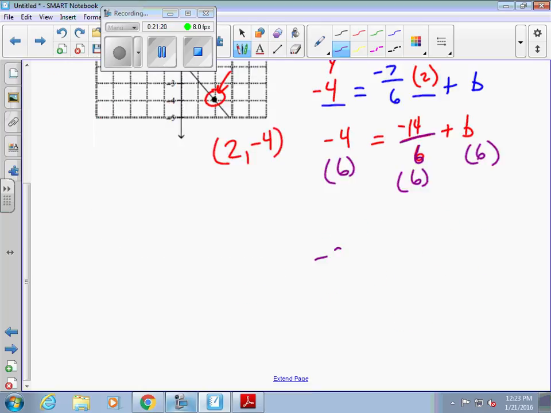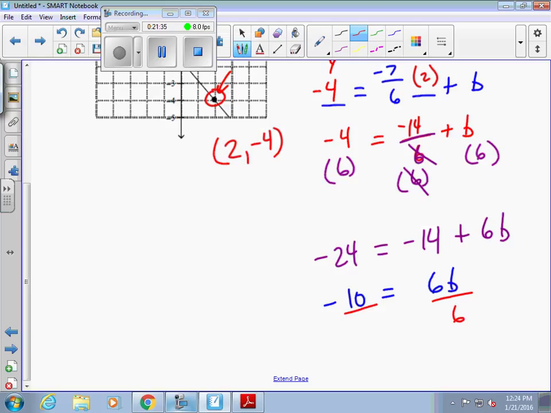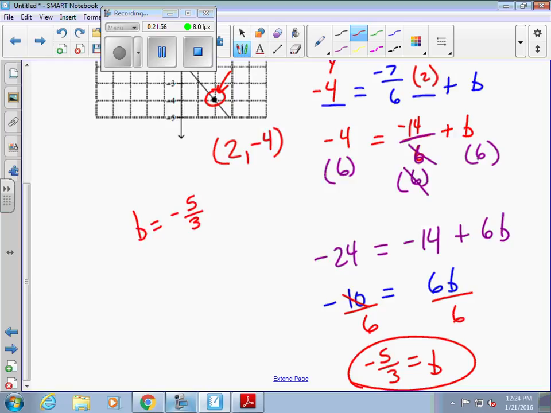And we would get negative 24. We're going to have bigger numbers but no fractions. This is going to cancel: negative 14 plus 6b. We're going to add 14 to both sides and get negative 10 equals 6b. And then we're going to divide by 6 on both sides, this one and this one. B then is equal to negative 10 over 6. This will cancel out and give us negative 5 over 3. Now we can see based on this that had we guessed b's value as negative 1/2, we were wrong. It's not negative 1/2. B's value then is negative 5 over 3.